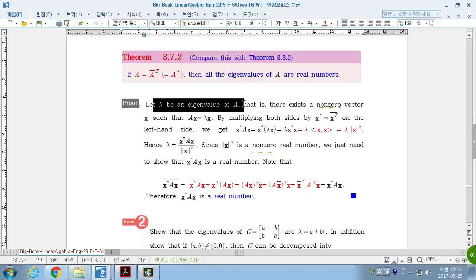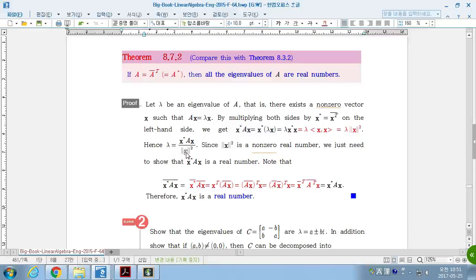Suppose lambda is an eigenvalue of A. Then there exists a non-zero vector x such that Ax is equal to lambda x. If you multiply x conjugate transpose on both sides, then you will have x conjugate transpose Ax, which is the same as x conjugate transpose times lambda x. The lambda is a scalar, so lambda can come out. So you have lambda times the inner product of x and x. This can be written as lambda times the norm of x squared. So lambda can be written as this.